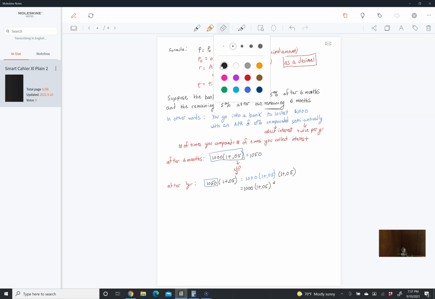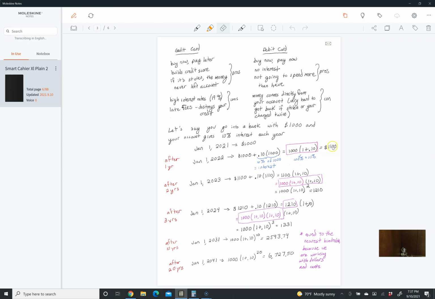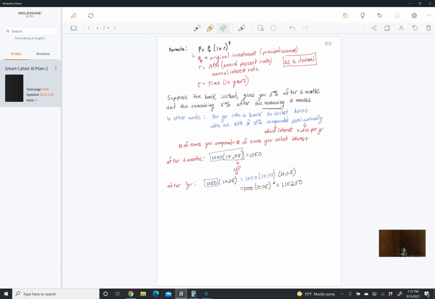So notice at the end of the year, we're no longer just having this to the first power. Now it's to the second power. Okay, whereas previously it was just to the first. It was 1 plus 0.1 to the first. Now, at the end of the year, what that means is that we have $1,102.50. Well, when we only collected the interest once per year, we had $1,100 at the end of the year. But now we have $1,100 and then plus an extra $2.50.